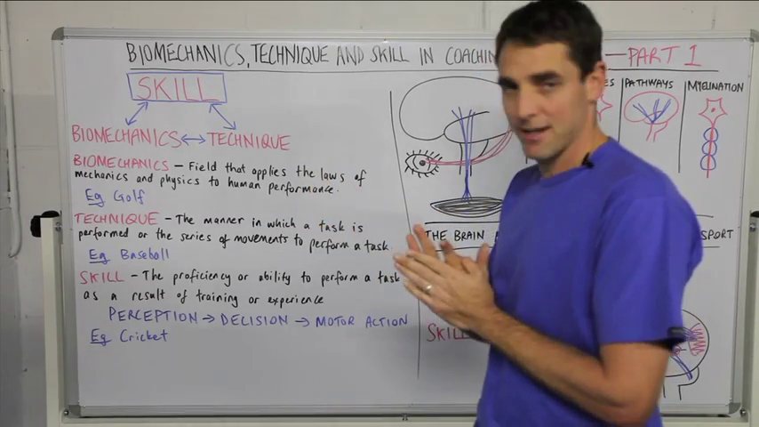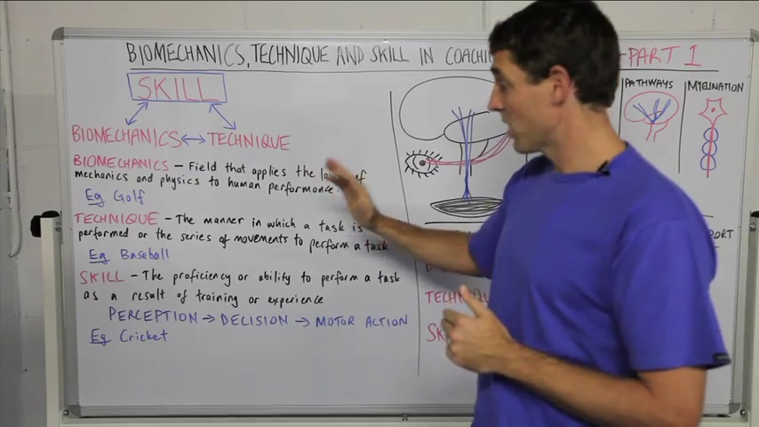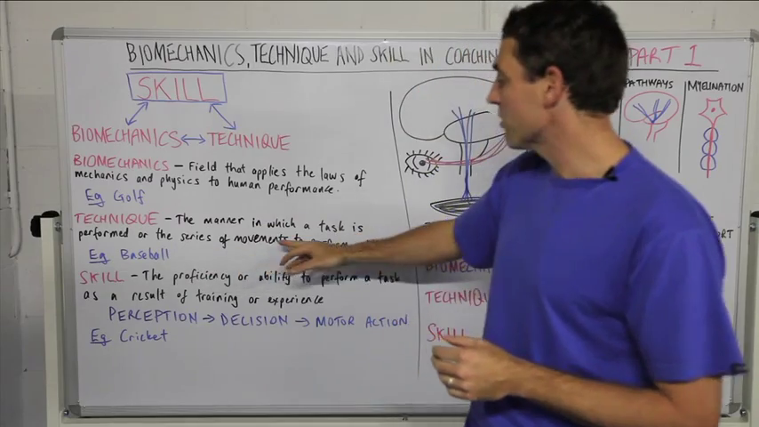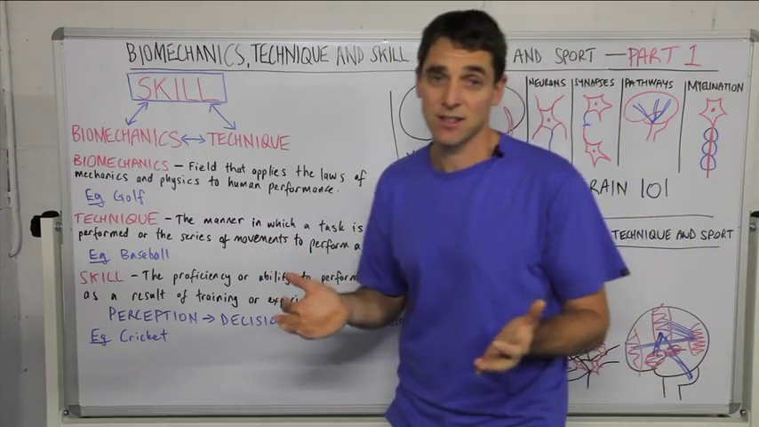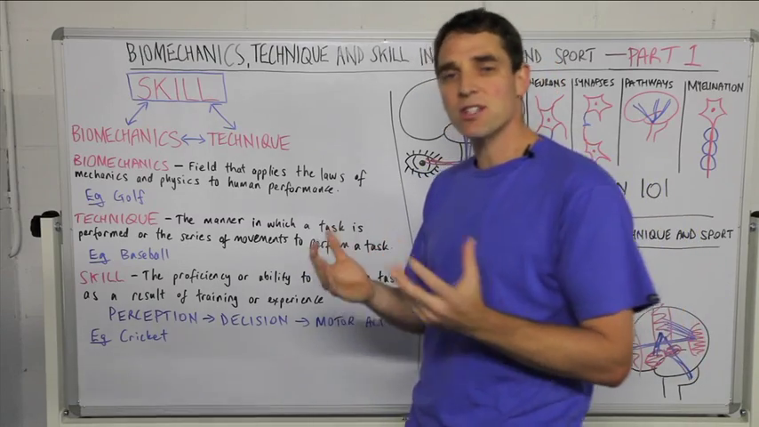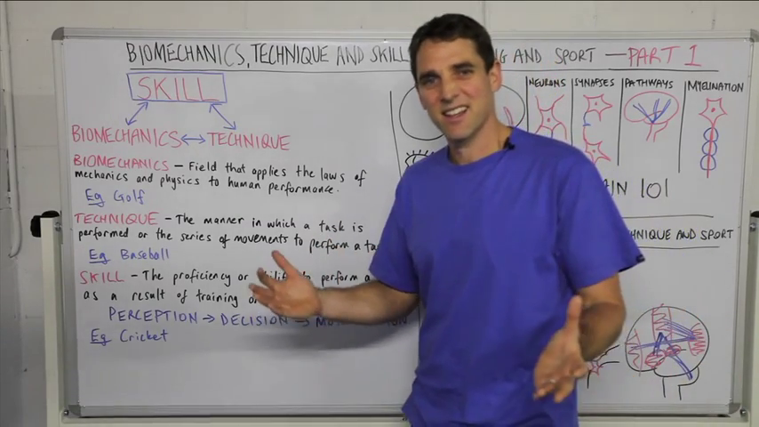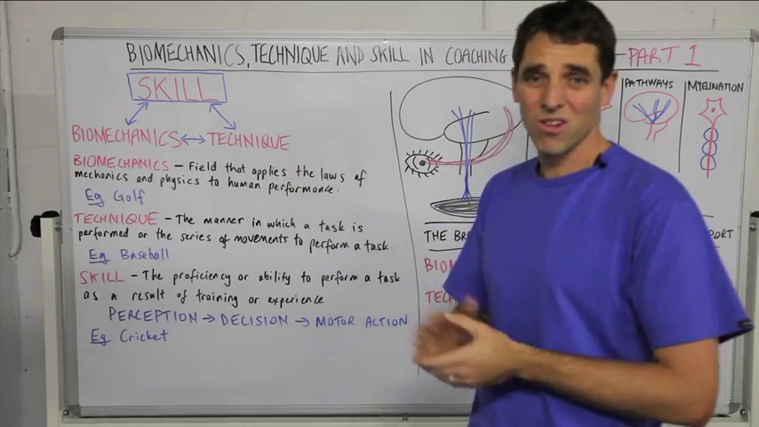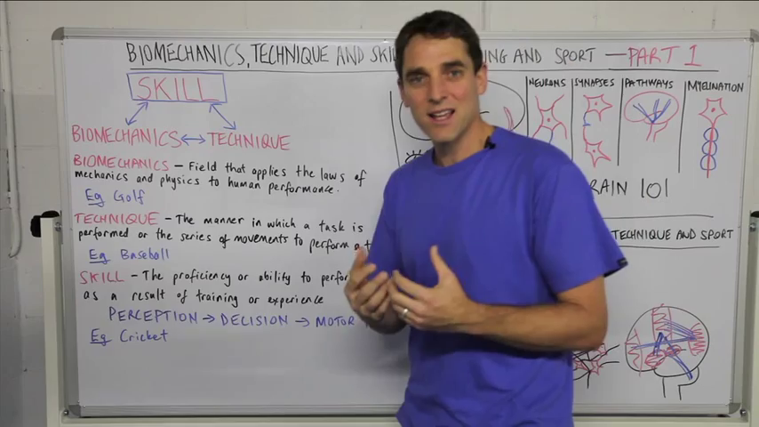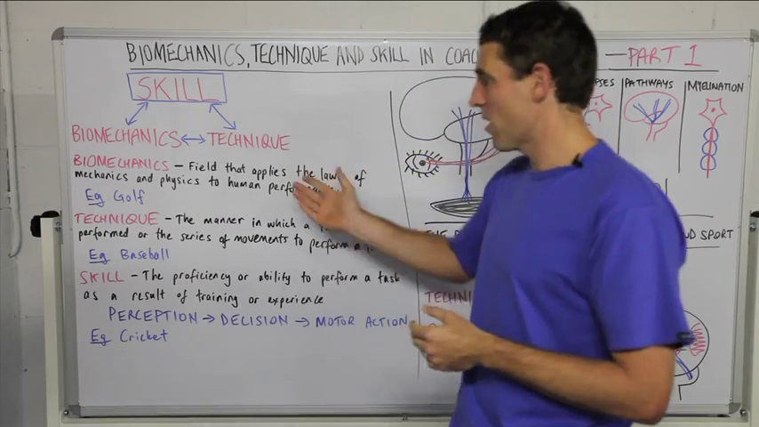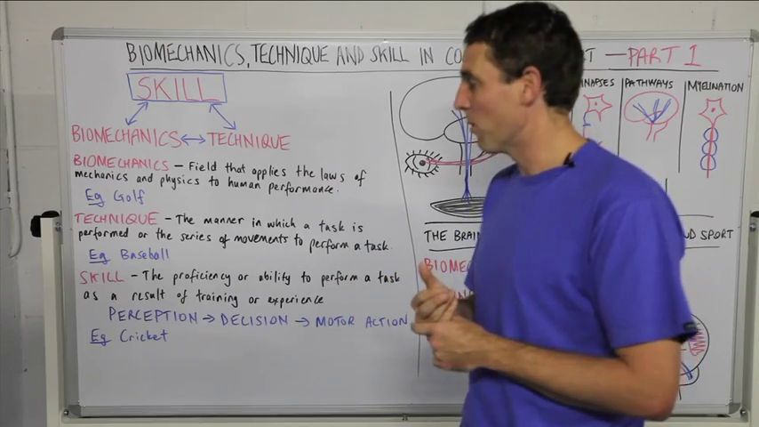Let's deal with technique. Technique is the manner in which a task is performed, or the series of movements to perform a task. Put most simply, it's what we see. If we're looking at the golfer from before, it's actually what we see and how they look, their own kind of style. And technique, as with biomechanics, is obviously really important.